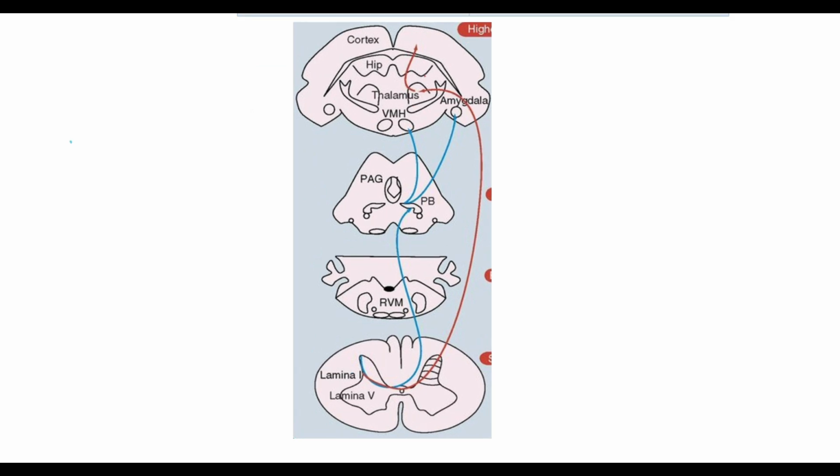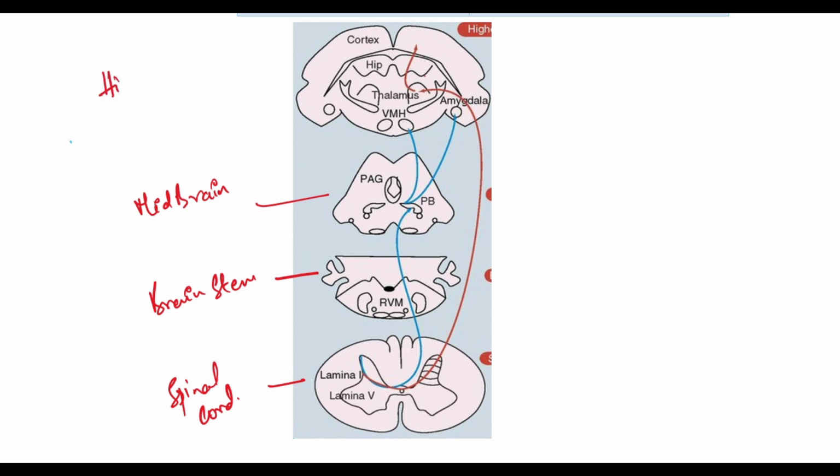Now this is the spinal cord, dorsal. This is the brainstem. This is the midbrain. And this is the higher brain center.